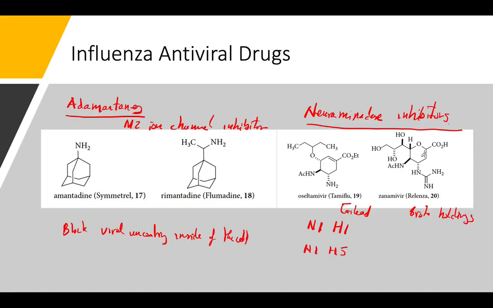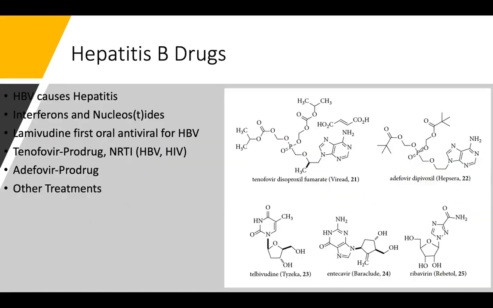And they are both neuraminidase inhibitors. Let me move quickly here to hepatitis B drugs. So we just want a brief survey of some of the drugs that are currently available on the market for antiviral drugs before we jump into the story of Sofosbuvir.